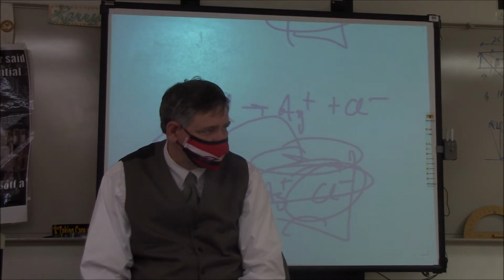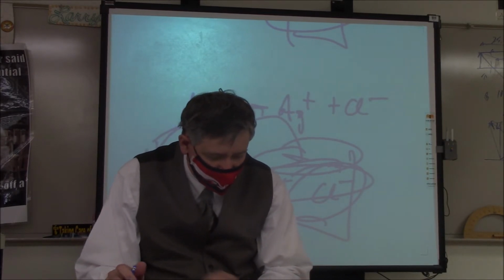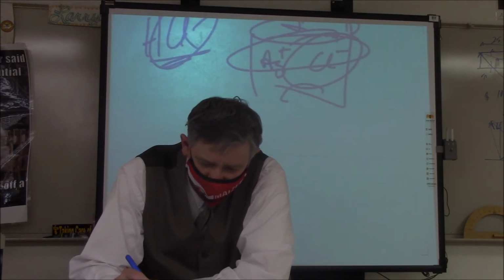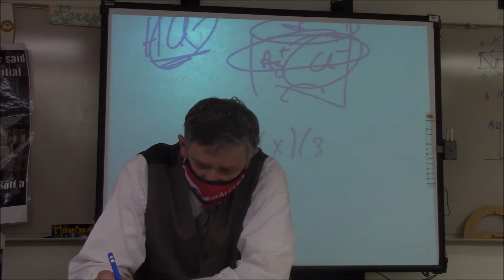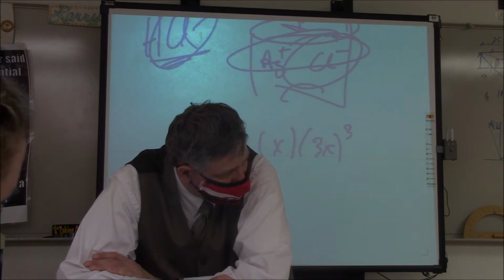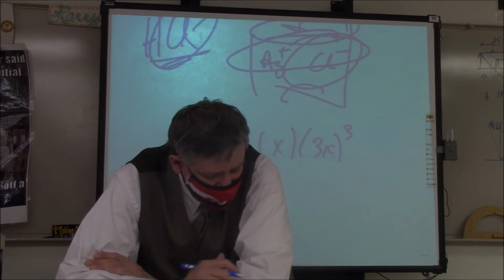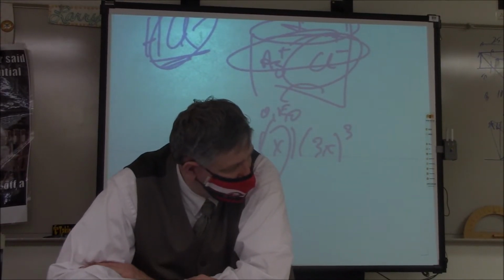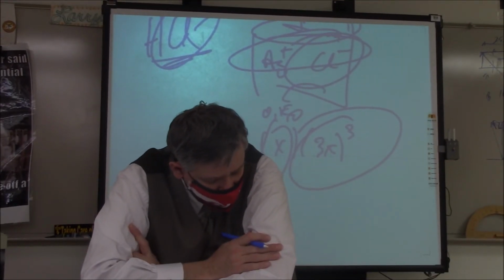I think I did something wrong. Me too. Okay, here's the deal. On this one, you've got x, and then you have 3x cubed. So on 7C, you've got the molarity of that 0.150. So this is becoming 3x cubed.